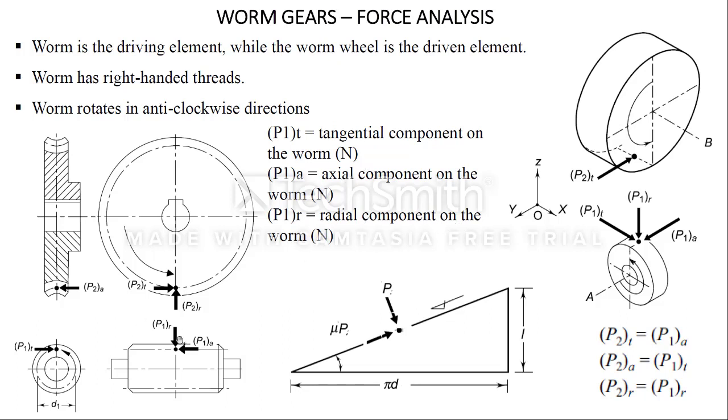So these three components belong to worm and similar three components will be there on wheel. So only orientation and directions will change. Okay, so we'll move on to the actual analysis.